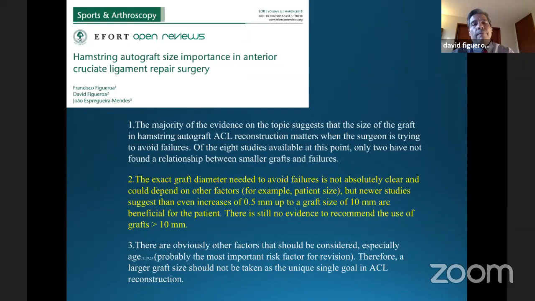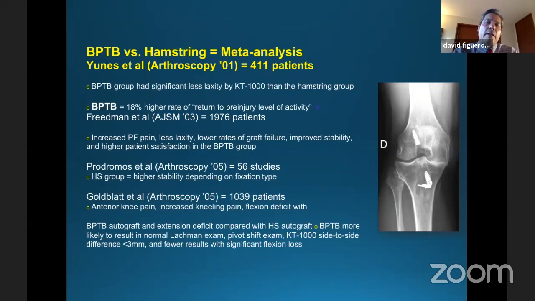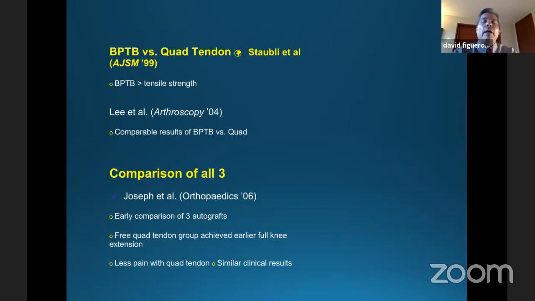When we compare BTB versus hamstring, there are no studies today that demonstrate a superiority of any graft source according to stability and functional outcomes. There are many studies, especially some meta-analyses. Other studies address that stability is more predictable in BTB than in hamstring. But when you look at the general results, there are just a few differences. And when we compare the BTB with quad tendon, the results are very similar.